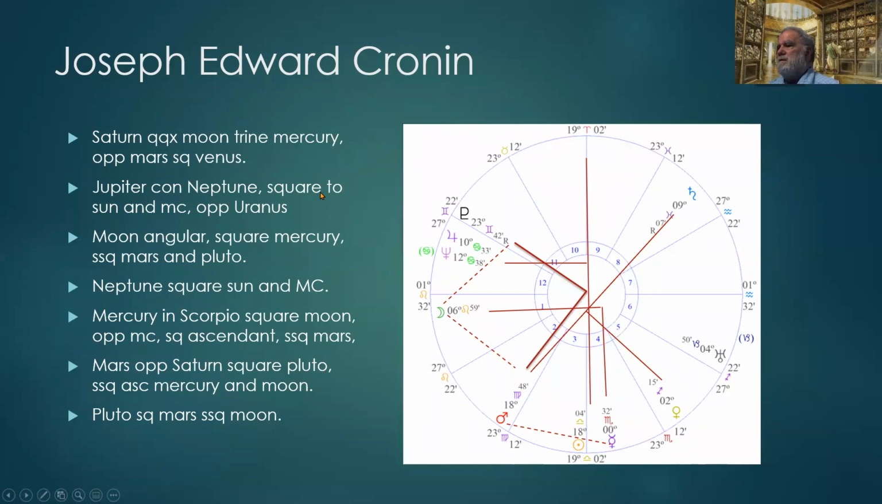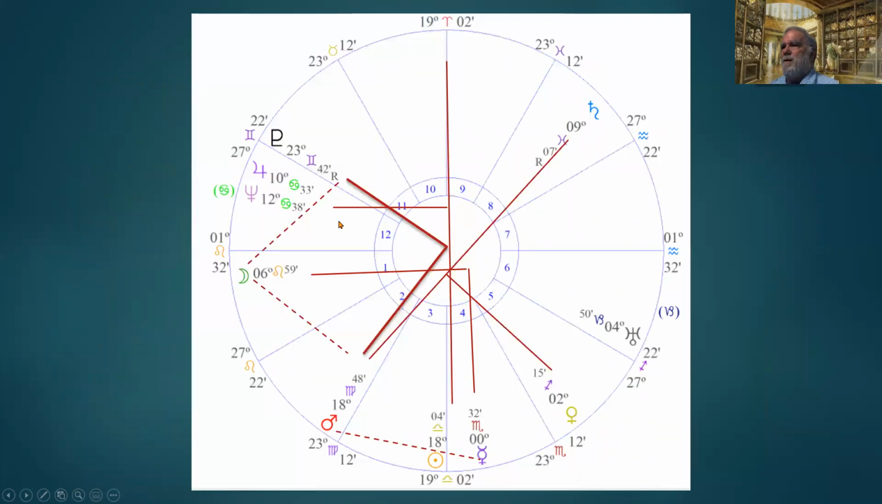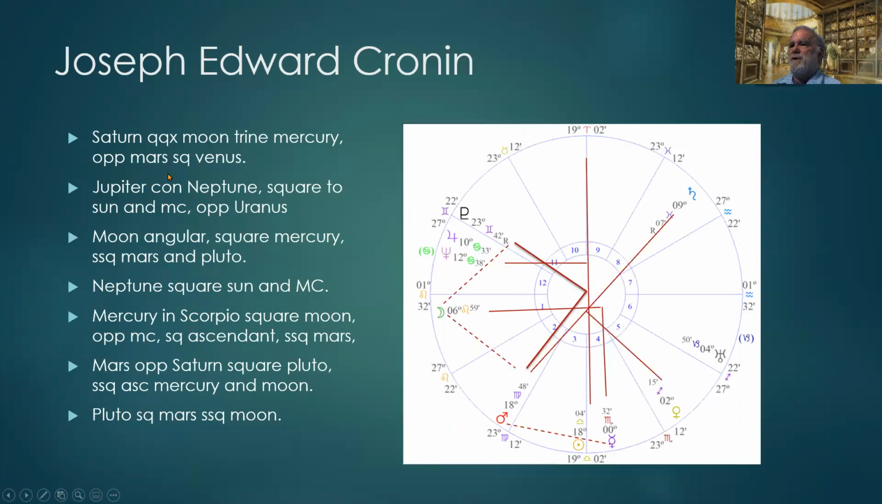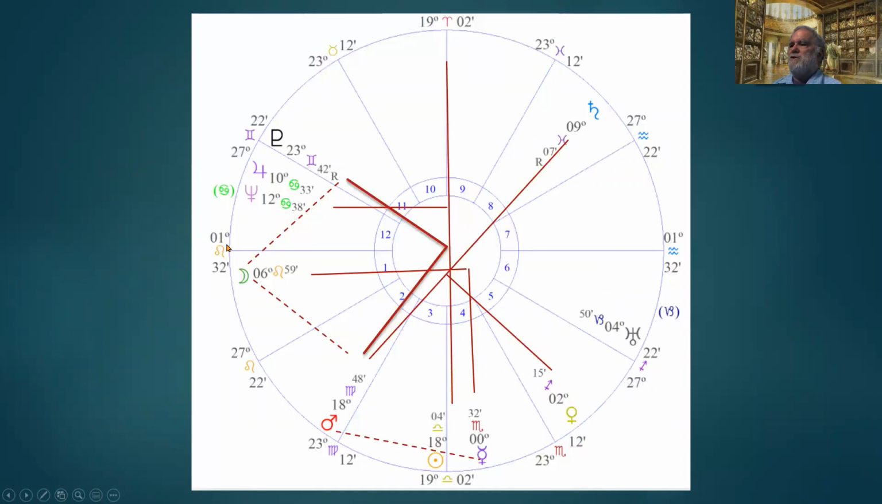Here we have Saturn, which is prominent because it aspects Moon and Mercury. It is opposite Mars and square to Venus here. So for its discord, Jupiter is conjunct Neptune, opposite Uranus, and it is also involved in a T-square.